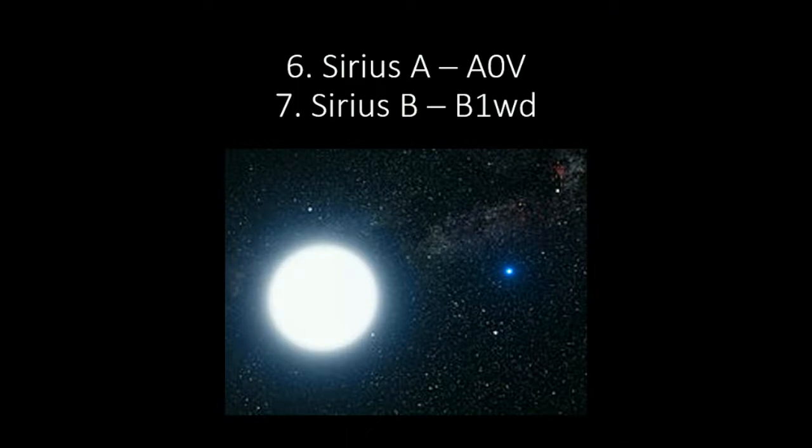All right, another pair here. We have number 6 and number 7: Sirius A and Sirius B. Sirius A is an A0V, and Sirius B is a B1 white dwarf. So again, that's how I write it. I've seen it written like that. Also, if you remember, sometimes people use Roman numeral 7 for white dwarfs, but anyway, it's a B1 white dwarf. So Sirius B, B1 white dwarf, and Sirius A is an A0V.